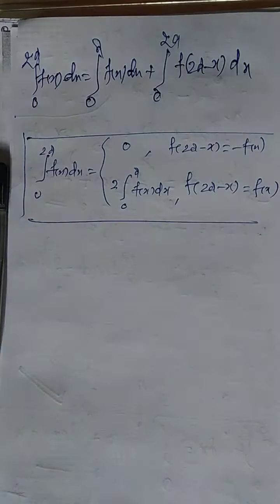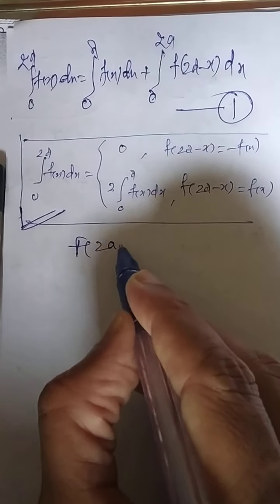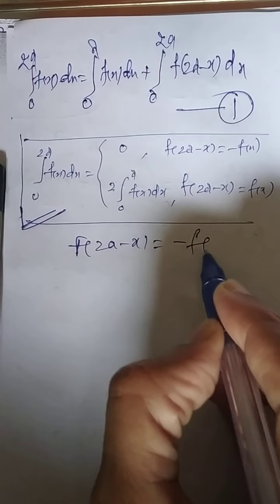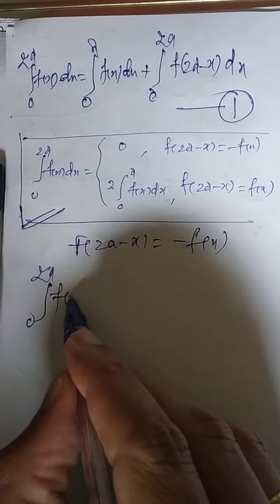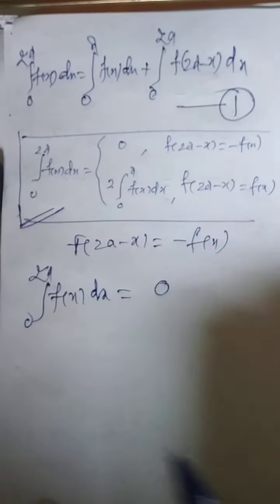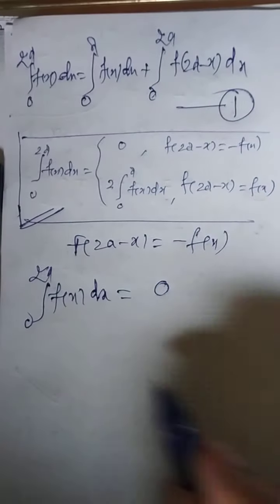I should call it the property number which is known to you earlier. In this property, suppose f of 2a minus x is equal to minus f of x, that means the second bracket cancels, so your integral from 0 to 2a of f of x dx will be nothing but 0. But if f of 2a minus x is equal to f of x, which is related to the even and odd function, then the integral of f of x dx will be equal to twice the integral from 0 to a of f of x dx.